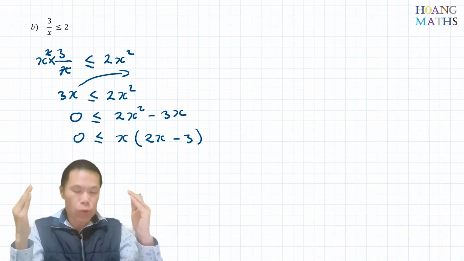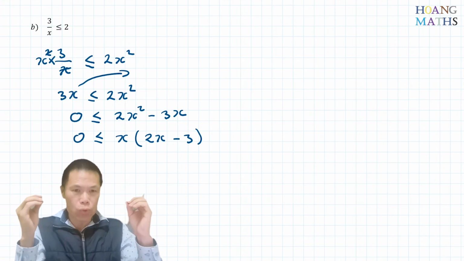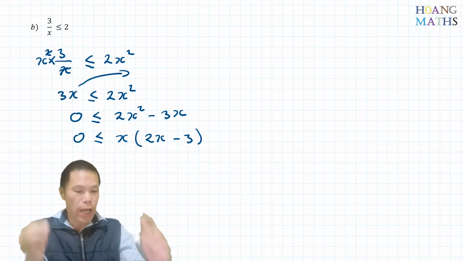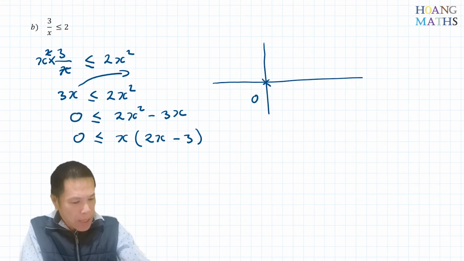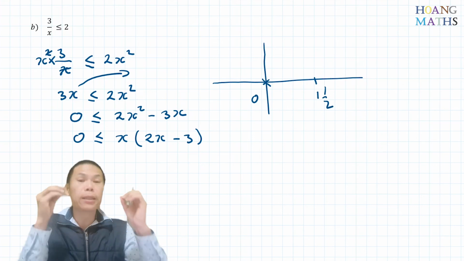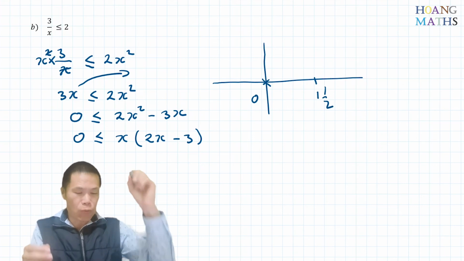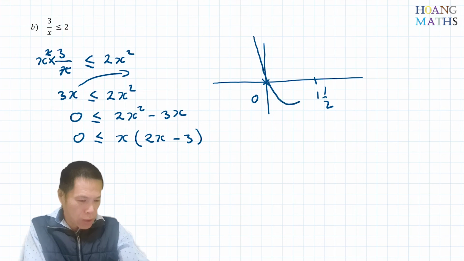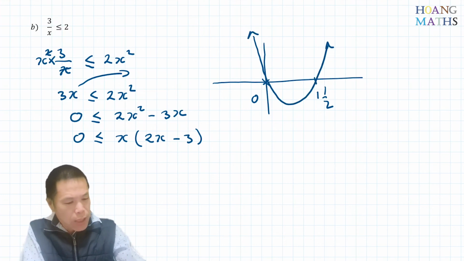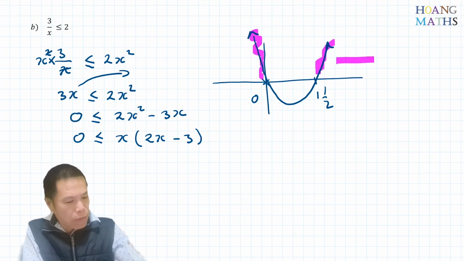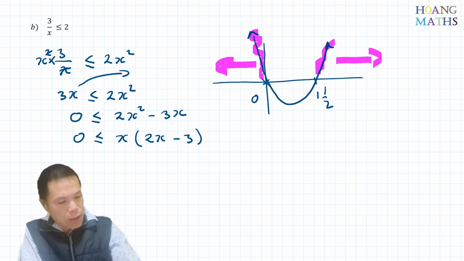So this is x equal to 0 and x equal to 3 over 2, which is 1.5 if you like, for the x-intercept, okay? So let me just quickly do it. So this is 0 here. And this is 3 over 2, which is 1.5. And x squared, okay? So the graph is upright. So I just do a quick sketch just to help me to get the answer. That's all it is, okay? So we want to be above 0. So this is the answer. So that means from this onward and this onward, okay?